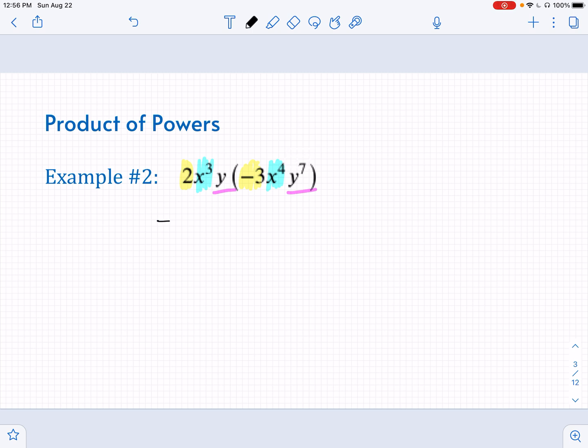I'm going to say, well, 2 times -3 is -6. Learned that a long time ago. And then I'm going to say, well, x to the third times x to the fourth, since they have the same base and they're being multiplied, that's simply x to the seventh. And for the next part, y times y to the seventh, well, if I have one y and 7 more y's and they're all being multiplied, I have y to the 8th power. And that's the answer.